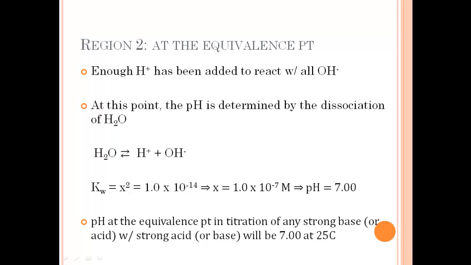The equilibrium constant is going to be x squared. Just x right here, as we've done the equilibrium constants before. And we know that Kw is equal to 1 times 10 to the negative 14th, which means that each x is equal to 1.0 times 10 to the negative 7th. Remember, we just took the square root of that. And that would end up being your pH of 7. So the pH at the equivalence point in a titration of any strong base or acid with strong acid or base, whichever one you're doing, will be 7 at 25 degrees Celsius. Obviously, it's not going to be 7 if you're at a different temperature, but at 25 degrees C, it will be 7. So this is the easy part.